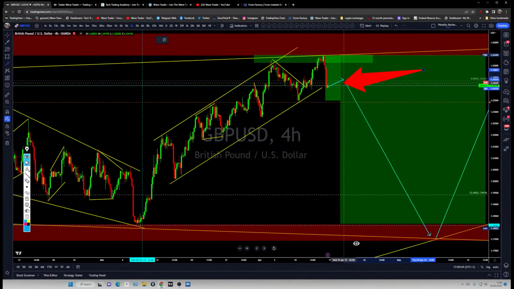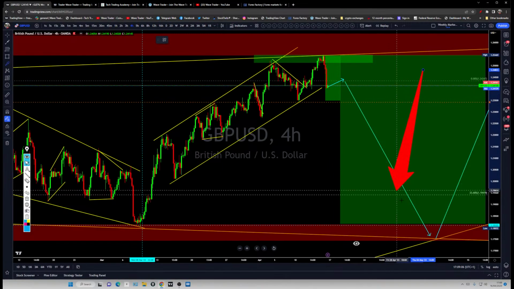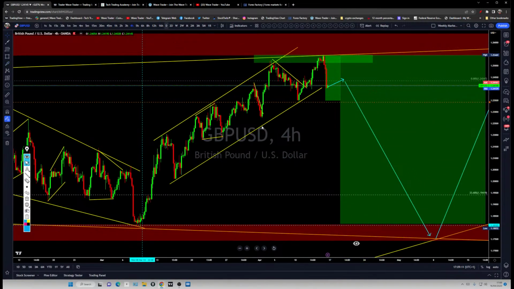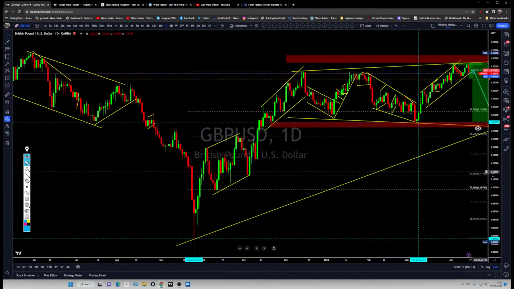So you are looking for this correction to appear over there, and price to just keep falling all the way back to that previous low. All right, so this daily move to happen.